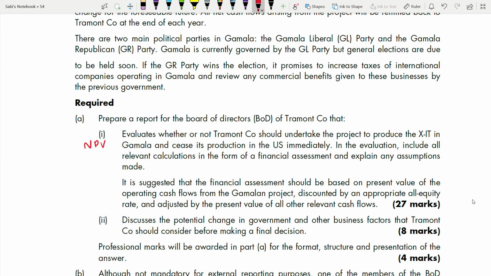The project is in Gamala, which is a country, and ceases production in US immediately. In the evaluation, evaluation is basically pros and cons. You are stating the pros and cons and coming to a conclusion. So in the evaluation, include all the relevant calculations in the form of a financial assessment and explain any assumptions made. Section A, 50 marks question. Assumptions will be asked. Definitely it will be asked from you. There is no doubt whether it will come or not. Should I learn? You have to learn.